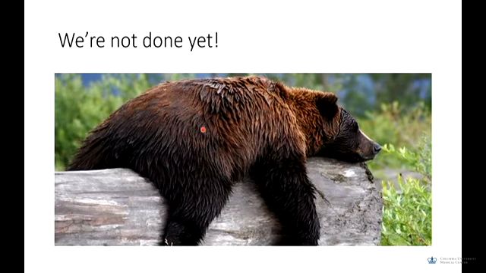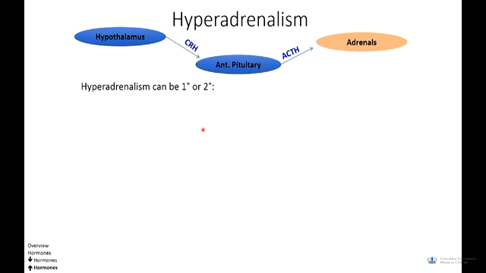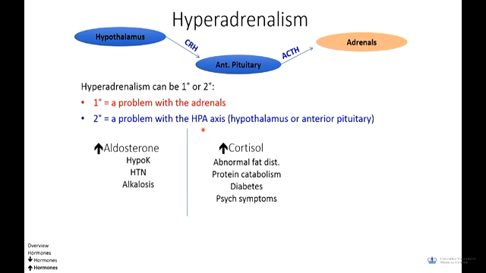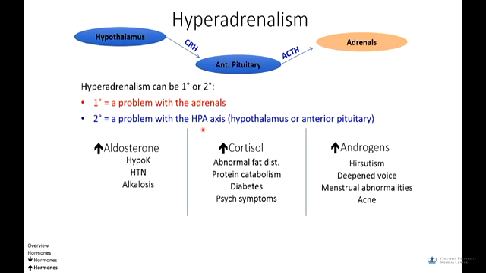And we're not done yet, because we have hyperadrenalism. So this can, again, either be primary or secondary from the adrenals or from the HPA axis. So you have the high aldosterone. Your salt guy is super active, so you have hypertension and hypokalemia. Cortisol, you have all of that fat that you're keeping because of that bear next door. You've got abnormal fat distribution, diabetes, protein catabolism, all of that stuff. Androgens, you have your deep voice, hirsutism, all of those things that the person a couple of lectures ago talked about.